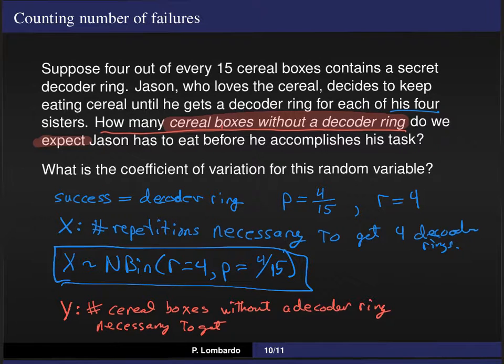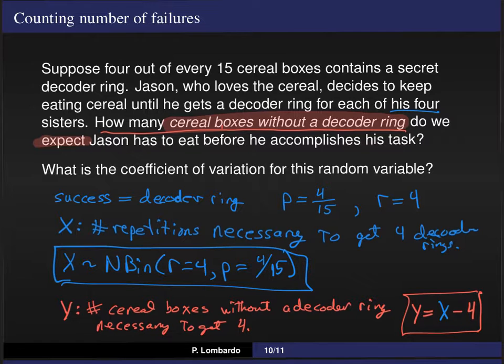To get 4. All right, then essentially, and here's the key, Y is just going to be X minus the successful cereal boxes. So this X is the total number of cereal boxes it takes, but 4 of them were successes. So if we only want the failing boxes, we can just think of Y as X minus 4.